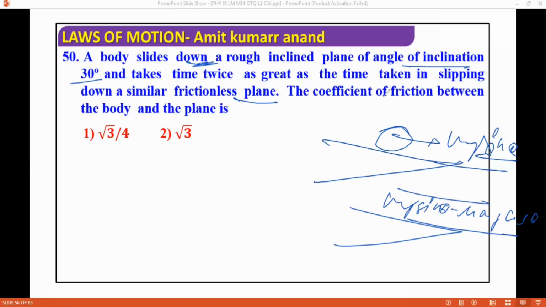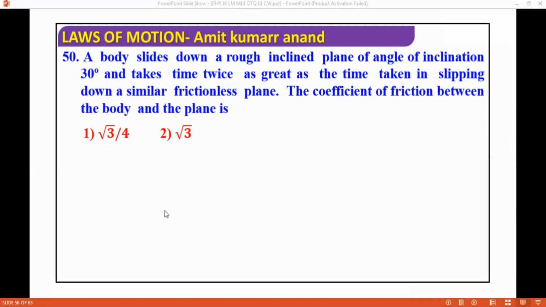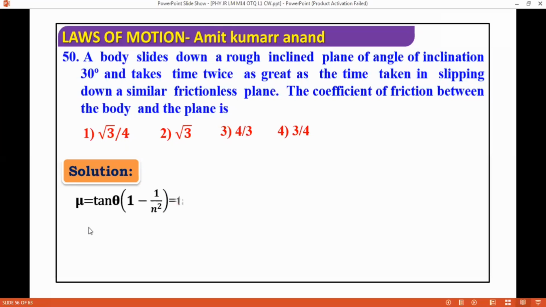The time is given. The question is asking you for the coefficient of friction. Just frame the equation and you can solve it. Start framing the calculation part. You can also remember this relation: mu equals tan theta into 1 minus 1 by n square. It comes from the derivation only.